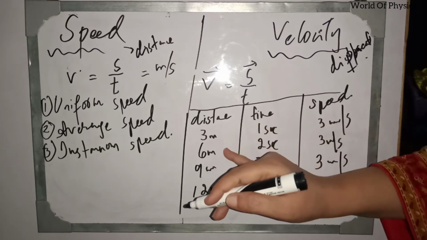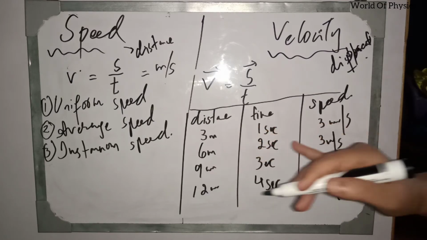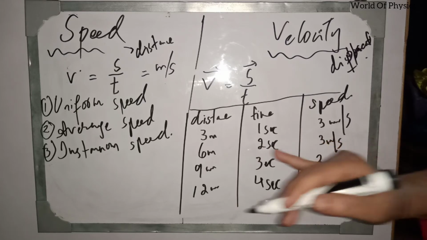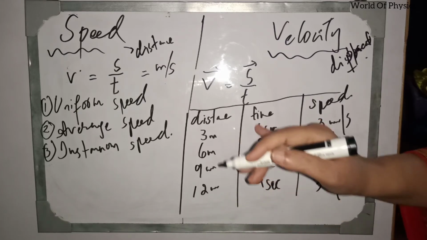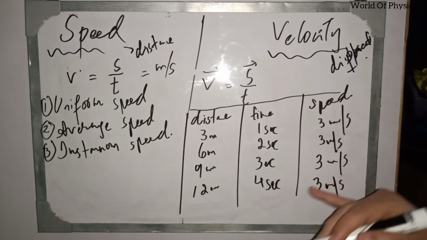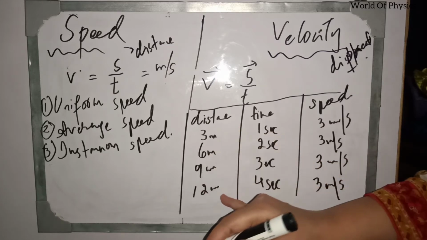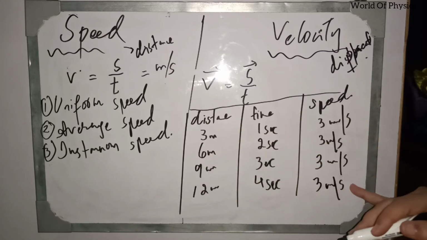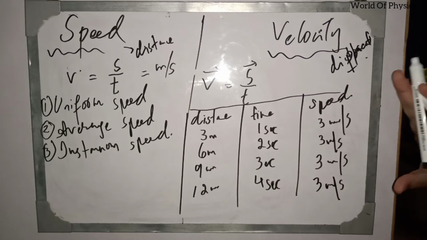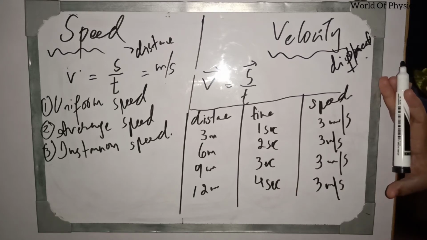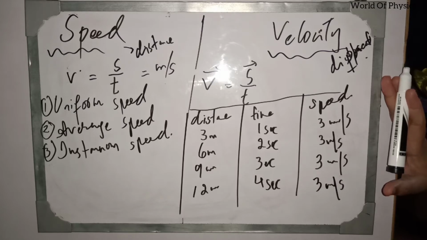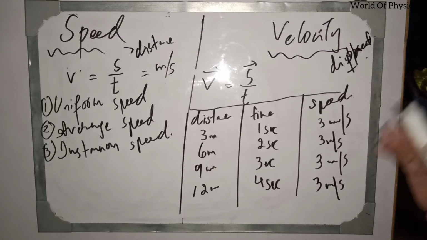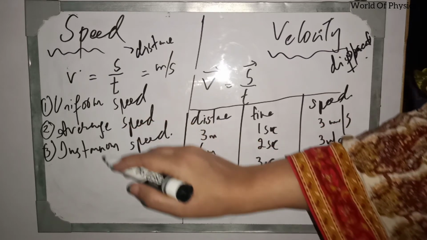Means if it is covering 3 meters in 1 second, speed is 3 meters per second. Now the distance is doubled, time is also doubled. So it is again 3 meters per second. Distance is tripled, time is tripled, again 3 meters per second. Distance is 4 times increased, time is 4 times increased, again 3 meters per second. So equal distances are covered in equal intervals of time, then the speed of the body is said to be uniform.